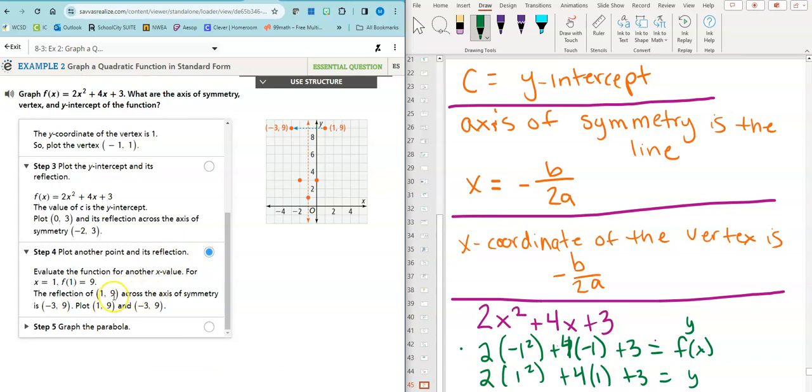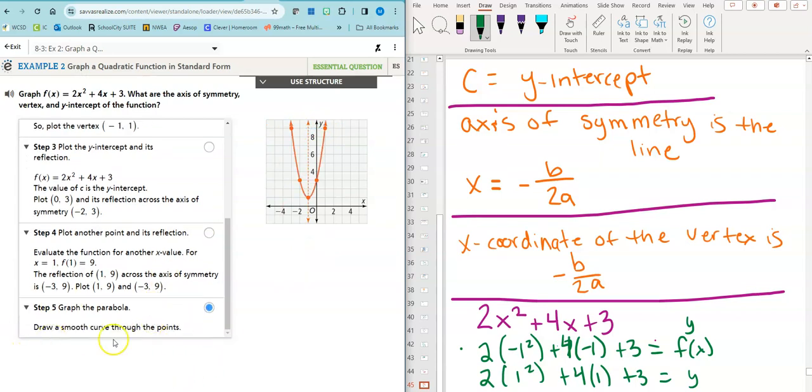And they found it out to be 1, 9. So they plotted that point, and then they reflected it across the axis and got negative 3, 9 as well. Then finally, you just graph your parabola. You're just going to draw a smooth line through those points, and now your standard form quadratic function is graphed.